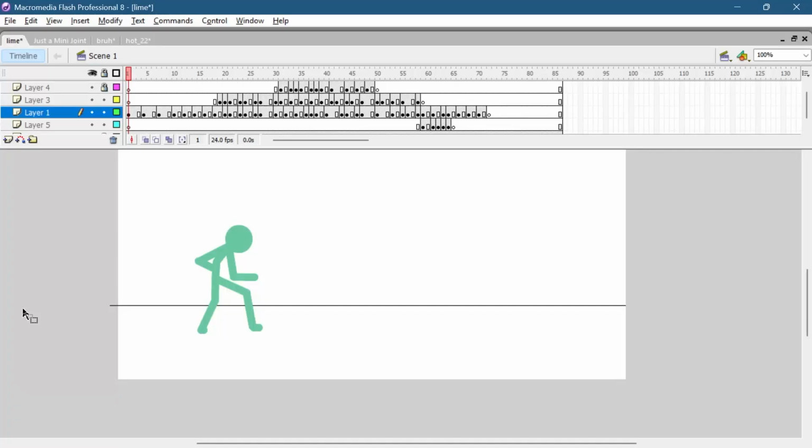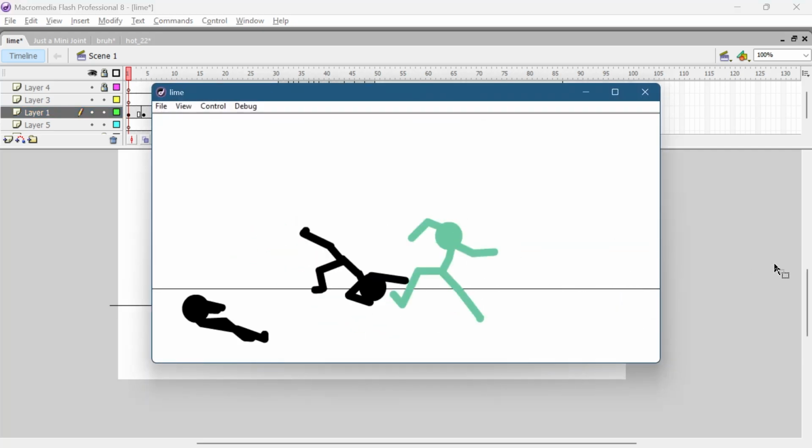Yo, in the last video I talked about the stages of an attack, and today I want to talk about how to actually create speed. In order to create speed, you need to understand the concept of spacing and timing. I'll explain that using this animation here. Let's play it a couple times.